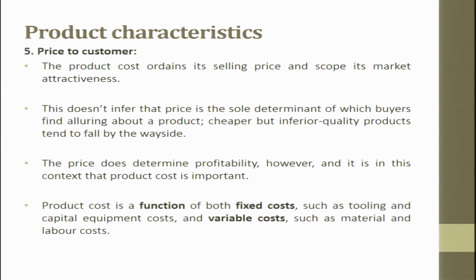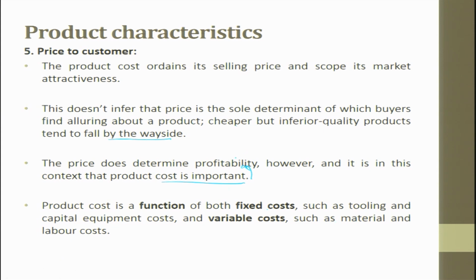Price to customer: the product cost ordains its selling point and the scope of its market attractiveness. This does not infer that price is the sole determinant of what a buyer finds alluring about a product. Cheaper but inferior quality products tend to fail by the wayside. The price does determine profitability, however, and it is in this context that product cost is very important in terms of profitability. Product cost is a function of both fixed cost, such as tooling and capital equipment cost, and variable cost, such as material and labor cost.